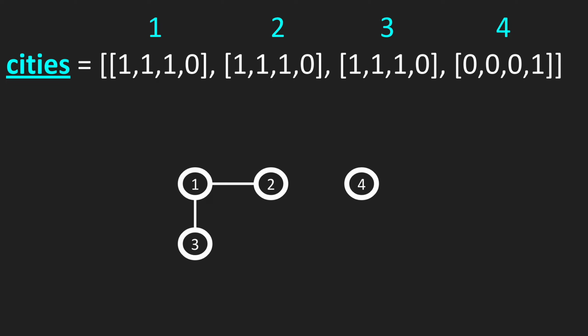So in this case, we also have 2 provinces, right? Province 1 is 1, 2, 3, and province 2 is 4. How are we going to solve this problem?